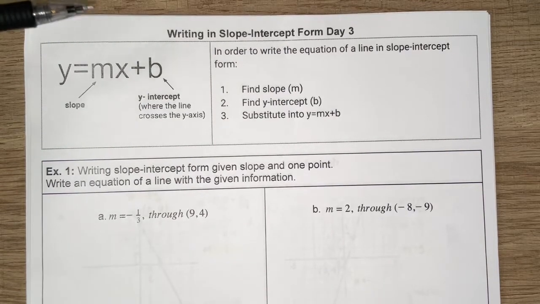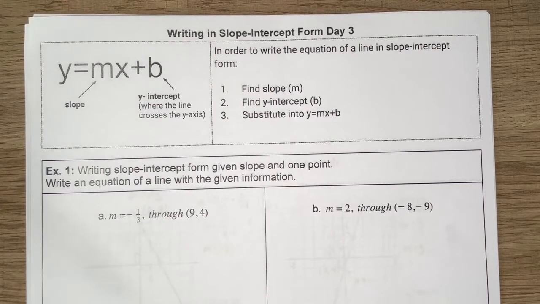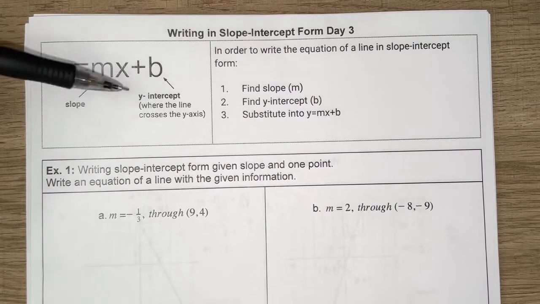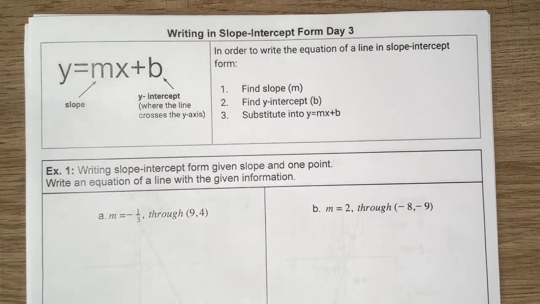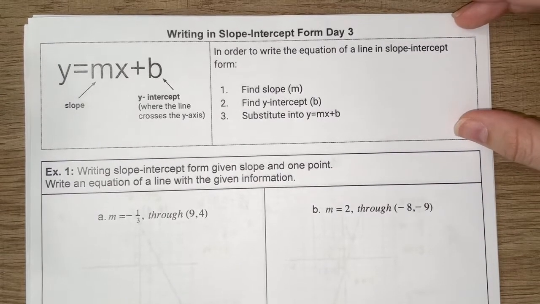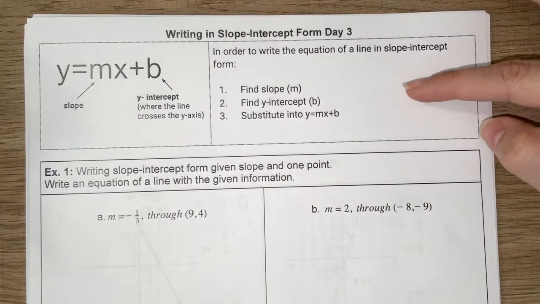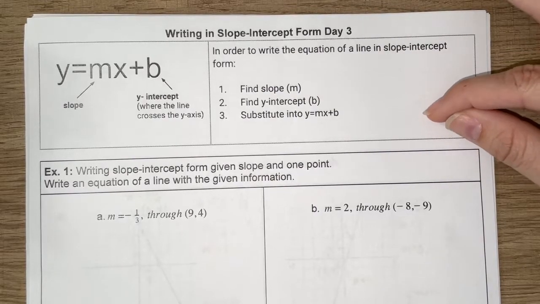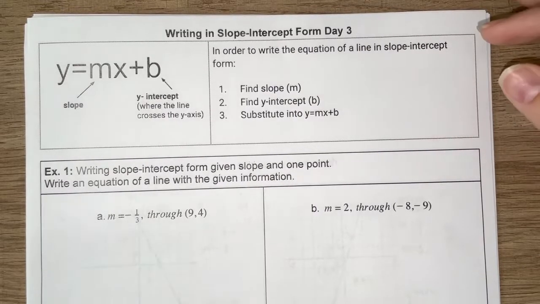So this is writing in slope-intercept form day 3. Remember, slope-intercept form is y equals mx plus b, and m represents the slope, b represents the y-intercept. We've talked about these steps a few times, but in order to write the equation of a line in slope-intercept form, we first have to find the slope, then find the y-intercept, and then we substitute both m and b into y equals mx plus b.